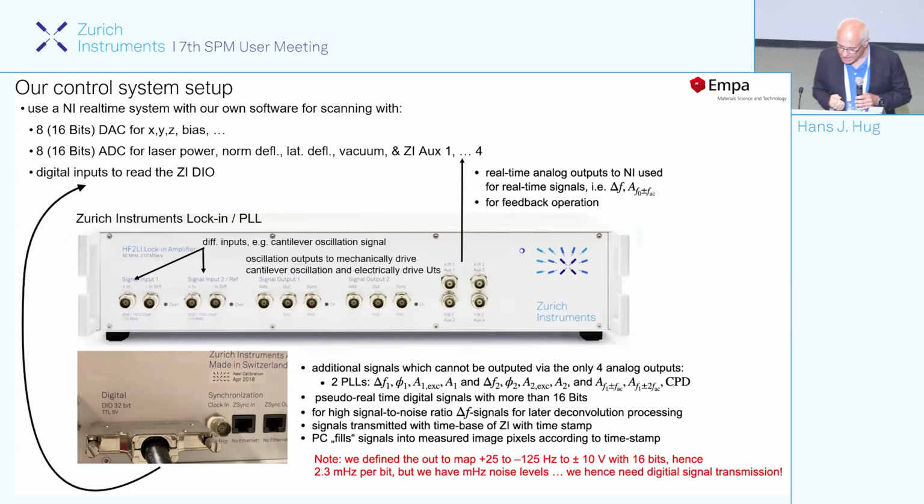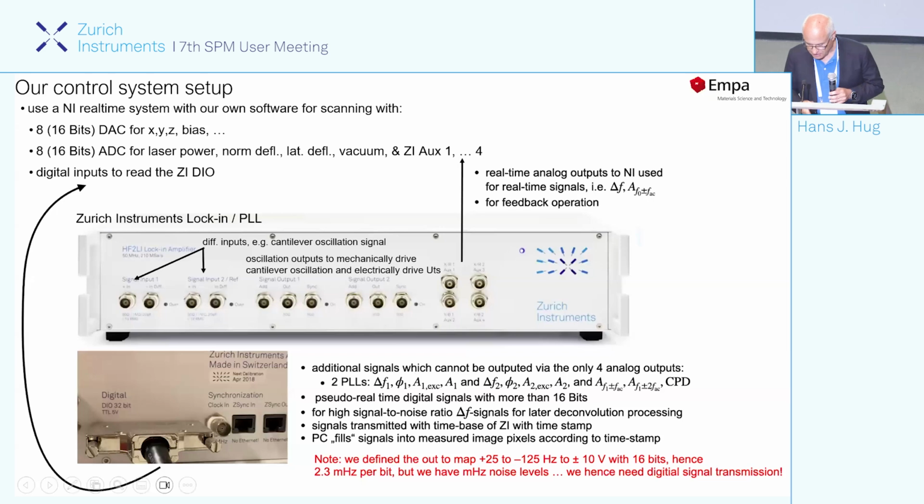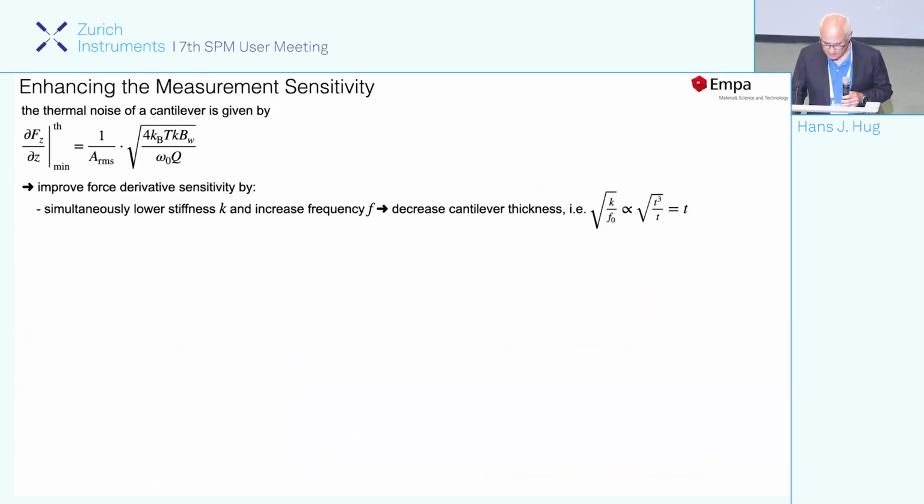Now, why are we doing that? We are doing that because 16 bits are not enough, and of course, it's almost impossible to get more than 16 bits. To give you an example, we have a frequency span from plus 125 to minus 125 hertz, which we transmit to plus/minus 10 volts with 16 bits, and we get 2.3 millihertz per bit. And that's not enough, right? We can measure sub-millihertz signals. So that's not enough, and that's why we need a digital signal transmission.